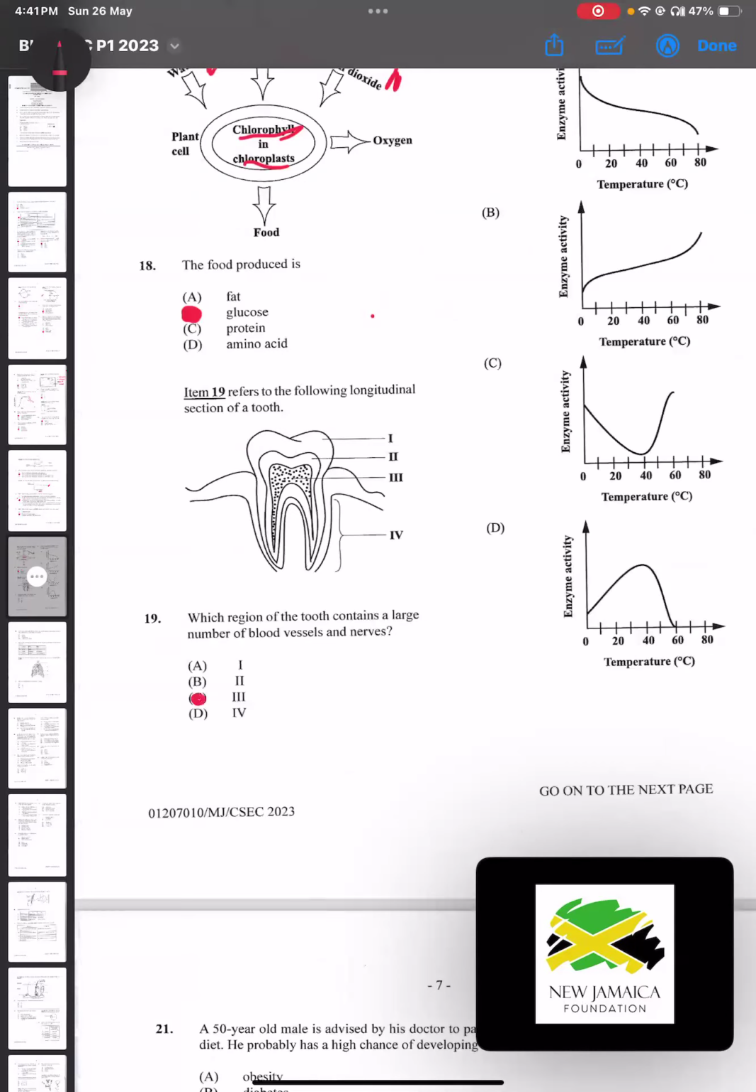C. So inside of here is your pulp cavity. That is where you have your nerves and all of your blood vessels inside of the teeth. Everything else outside of that does not have any of those blood vessels.